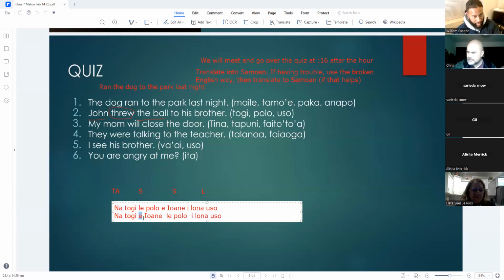So through by yoange le polo ilongo uso. So that's this one. It means through the ball, or I'm sorry, through the ball by yoange ilongo uso. We're saying the same thing, we're just switching it around. We know that the doer has the e marker, okay? Just in case anyone is lost. All right, so let me erase that.